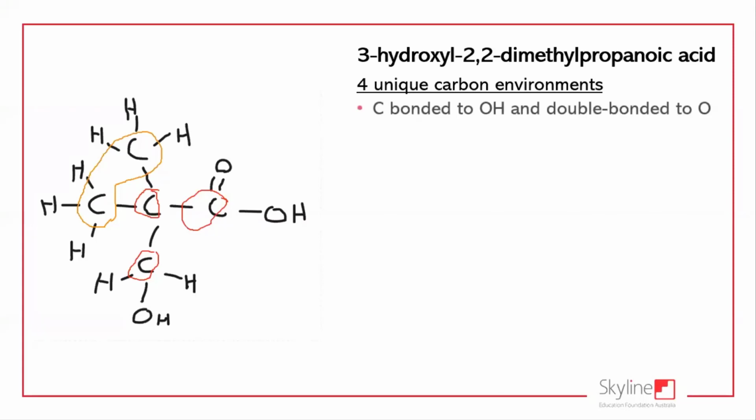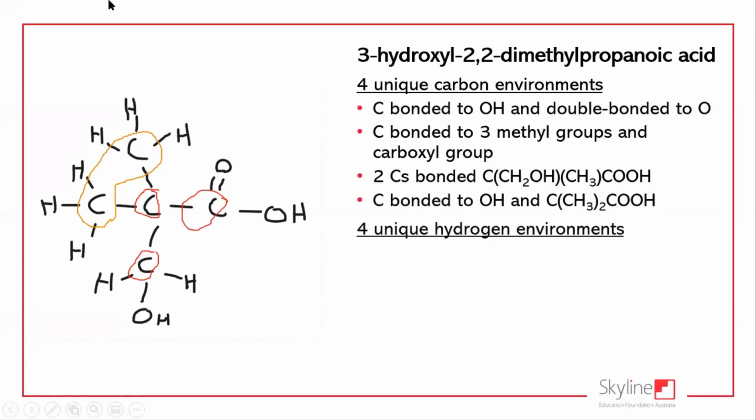Okay, so now when we're looking at hydrogens, we do the same thing. Okay, so we can see that these hydrogens here are all identical because they're all bonded to that carbon, and these hydrogens here are all bonded to that carbon. And because these 2 carbons are identical, these 6 hydrogens are all identical as well.